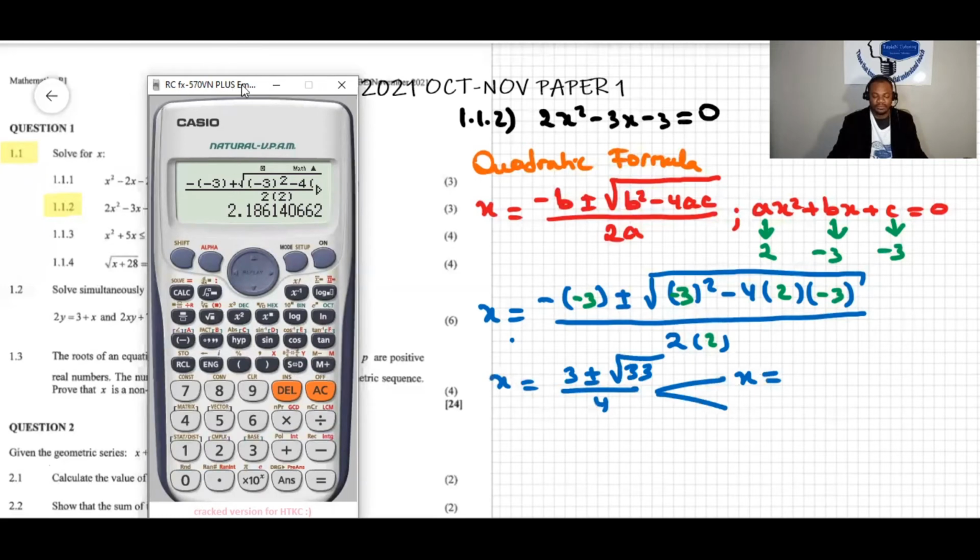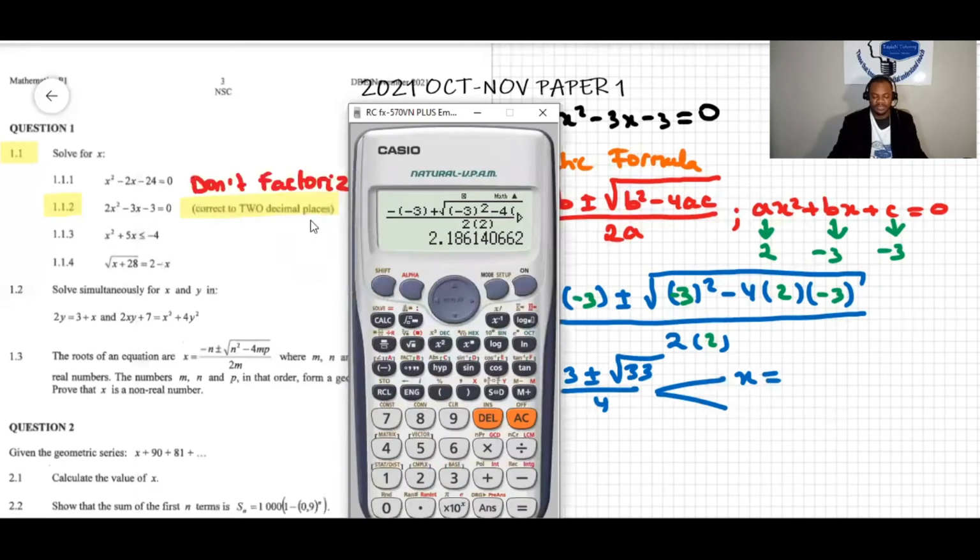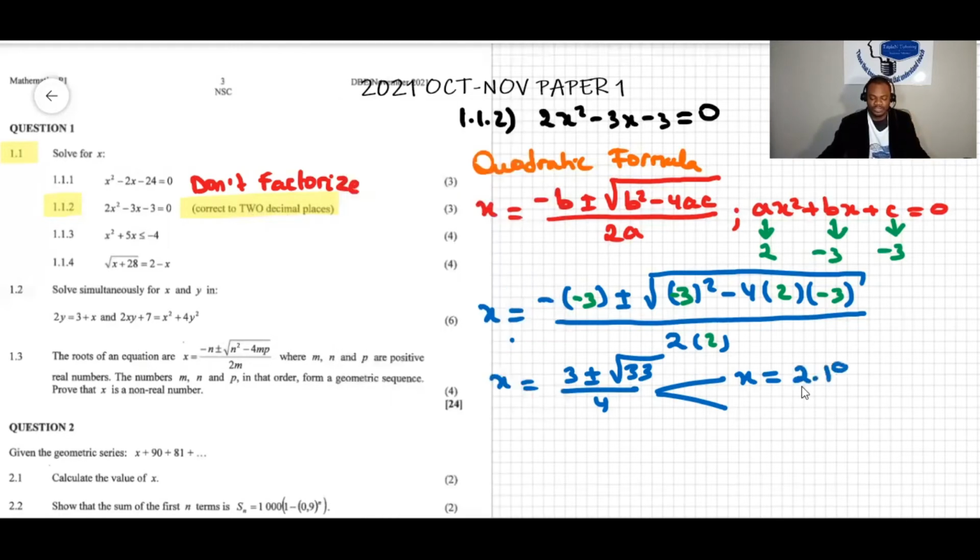Now we have more decimal places, but the question says correct to 2 decimal places. It means that we're going to look at the third decimal value, which is 6 here. And because 6 is more than 5, we'll increase it by 1 unit. So it will become 2.19. So the answer here will be 2.19.